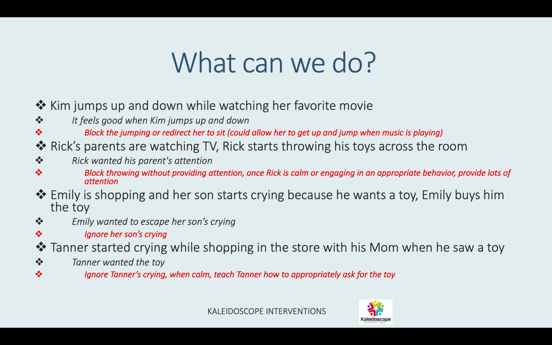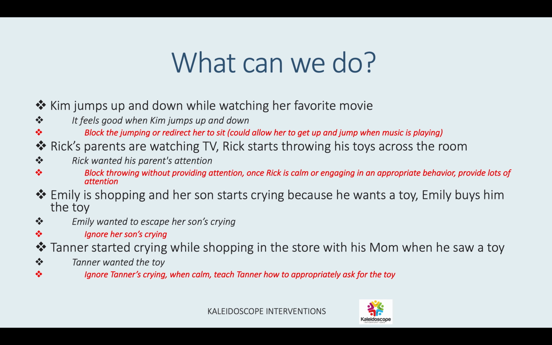Emily is shopping and her son starts crying because he wants a toy. Emily buys him the toy. We know that Emily bought her son the toy to stop him from crying, or to escape from his crying. What Emily could do is ignore the crying. Once he is calm, she can teach him how to appropriately ask for the toy.